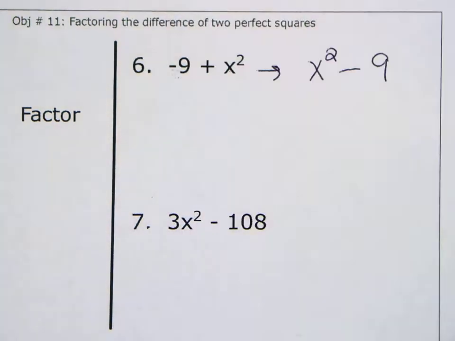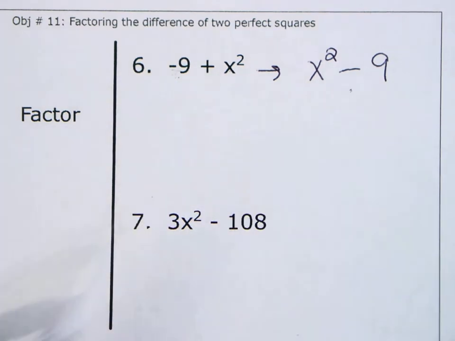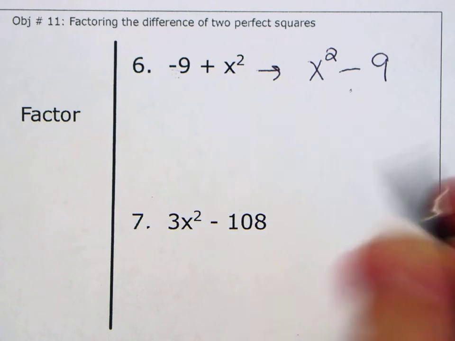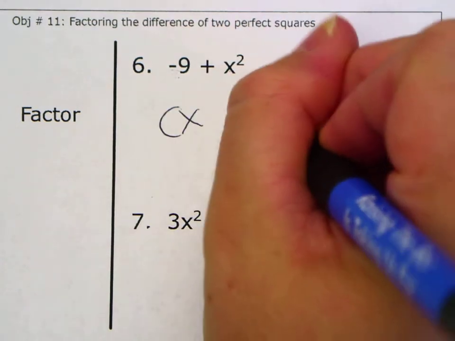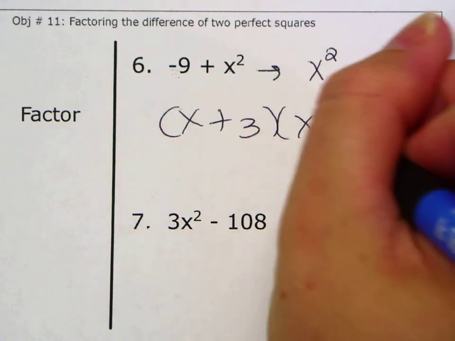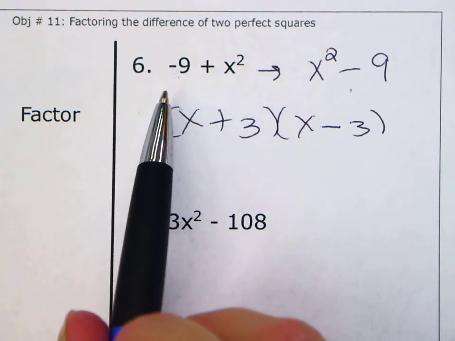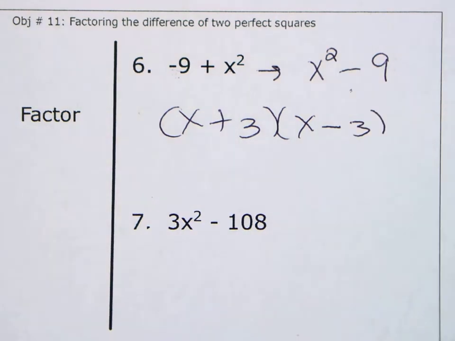I was just being mean, and I wanted to show you that if the negative comes first, it's still possible. You just got to rewrite it. It's still x, 3, plus, minus. As long as there's a negative somewhere, it's still technically a difference of two squares.